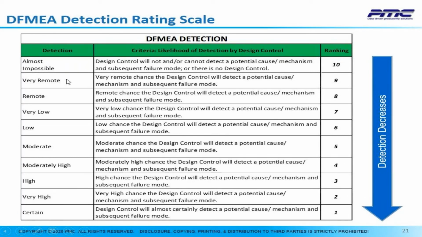Very remote, which is 8, 9. So very remote chance the design control will detect the potential cause. Remote is the chance the design control will detect the potential cause and subsequent failure mode. Very low is the chance the design control will detect the potential cause, mechanism, and subsequent failure mode. That's scored 7. So using these three tables will have you be able to quantify the risk that you're dealing with.